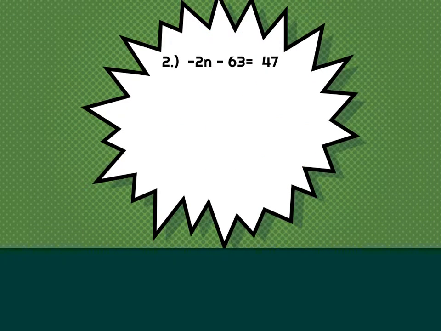Negative 2n minus 63 equals 47. First you need to undo the subtraction, which is the minus 63, and we need to do the inverse operation by adding 63. That cancels out the minus 63 and leaves us with negative 2n. You have a positive 47 and a positive 63, so you're going to add them and keep the sign. 7 plus 3 is 10, 6 plus 4 is 10, plus 1 is 11, and we keep the positive sign.